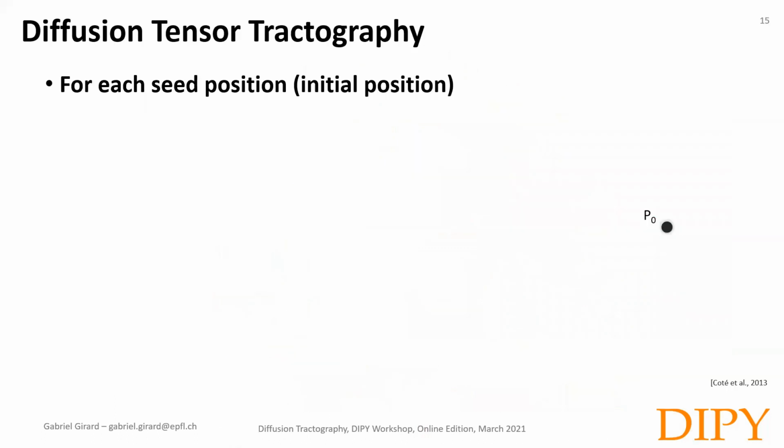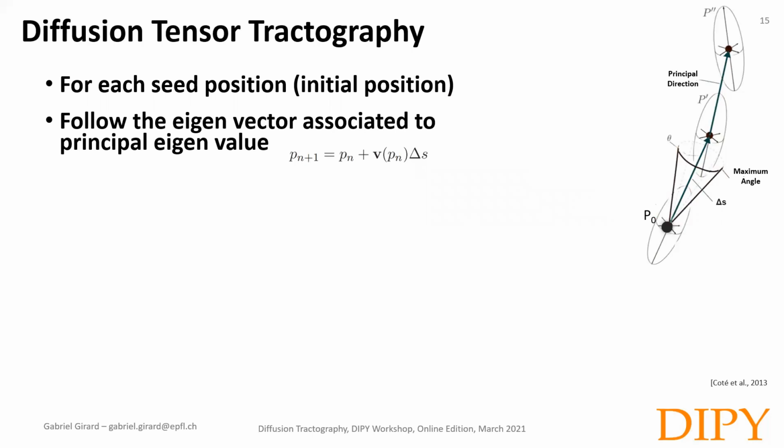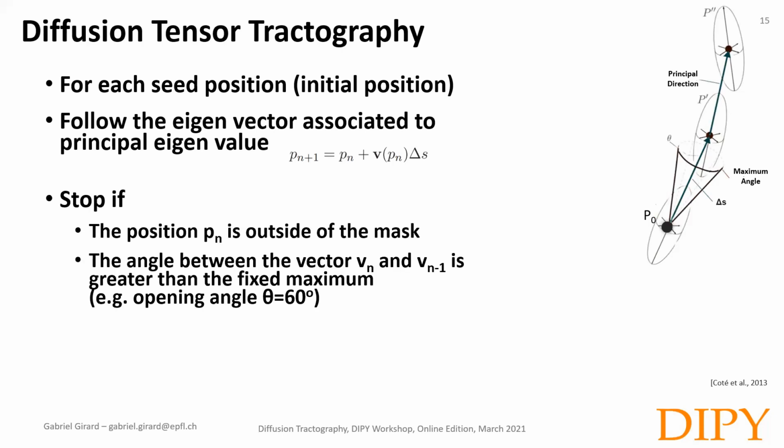To perform tractography with the diffusion tensor, we first define the initial position. Then we follow iteratively the orientation of the eigenvector associated to the principal eigenvalue of the tensor. We stop when Pn is outside the tracking mask, or if the angle between two consecutive vectors is greater than a maximum value, here for instance 60 degrees.